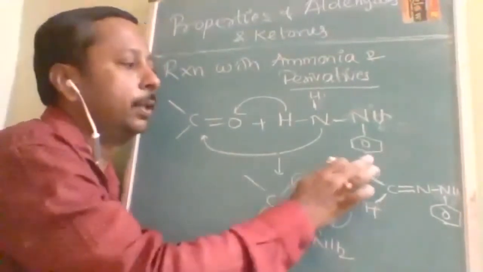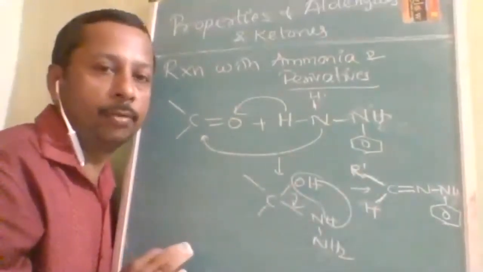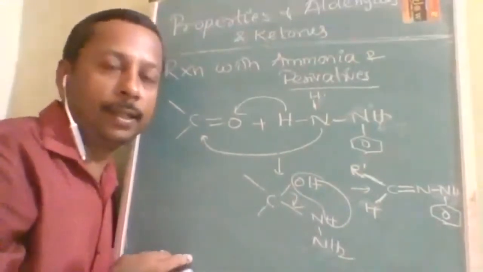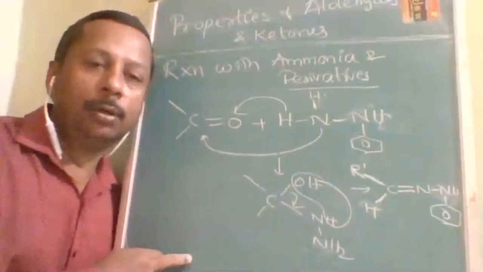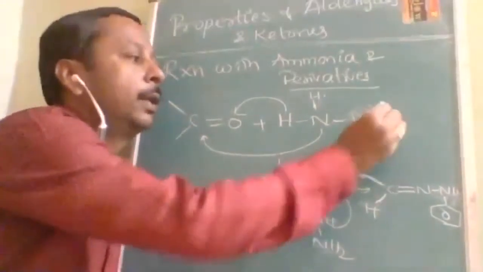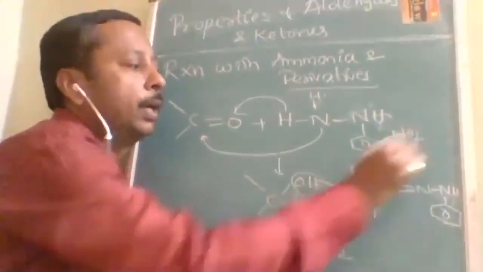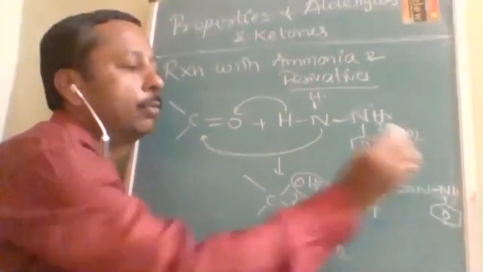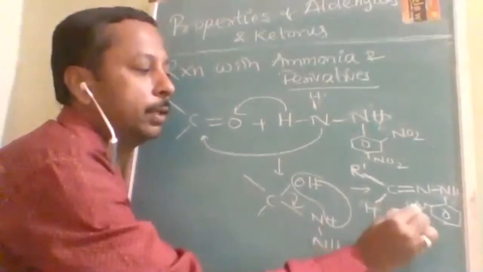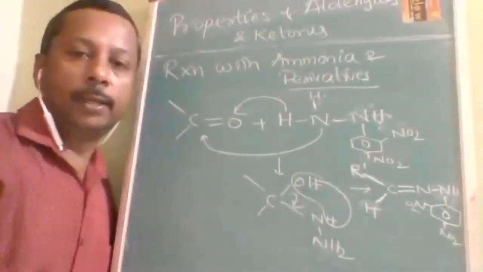See how easy. If you first understand one reaction, plenty of reactions you are able to understand. Even the next one is further easy. Most important, I told you, 2,4-dinitrophenylhydrazine. This is hydrazine, this is phenylhydrazine, and this is 2,4-dinitrophenylhydrazine. Here you will write NO2, and here also you will write NO2. This is the 2,4-DNP test.